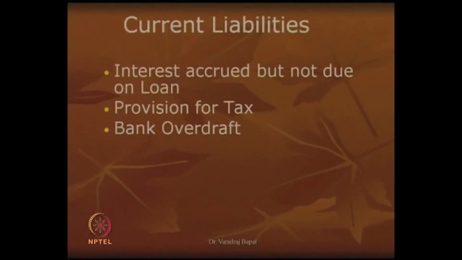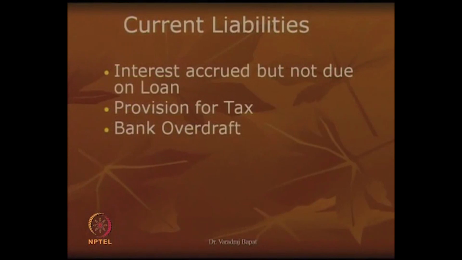Interest accrued but not paid on loan. What happens is, a loan is taken but no interest is paid at the end of the month, it will be paid next month. So at the end of the month interest accrued becomes a liability. At the end of the year every business has to pay tax. So the amount of tax which is payable is known as tax provision.